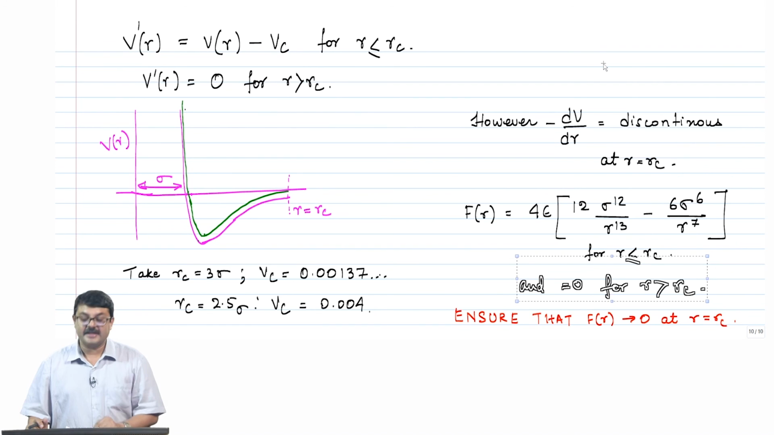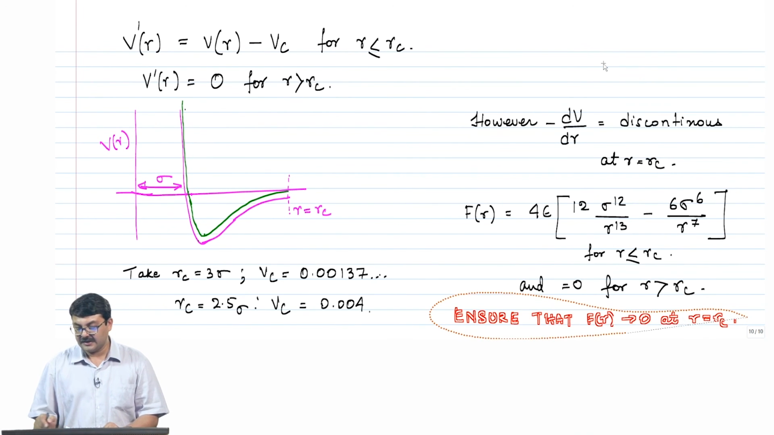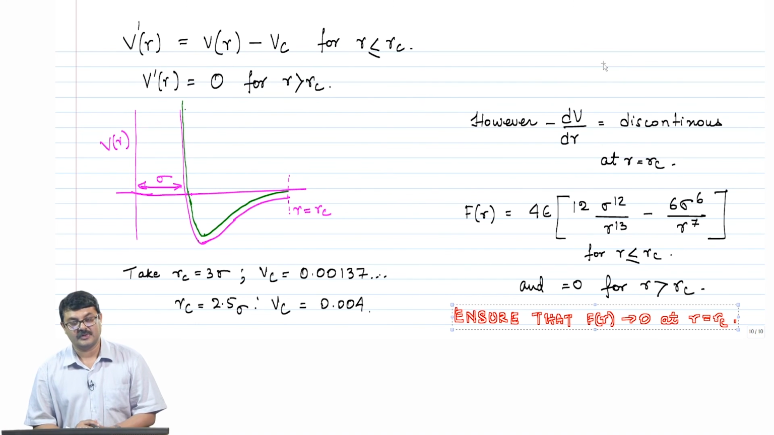So, we have to ensure that both the potential and the force go smoothly to 0 at r equal to R c. Okay. It is not very difficult, but it will take 10 minutes of your time, and hence we will discuss this in the next class. Thank you.